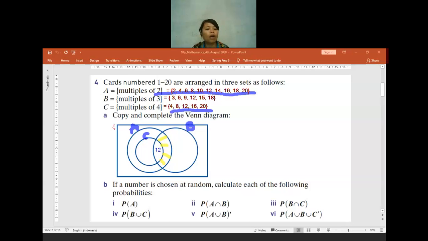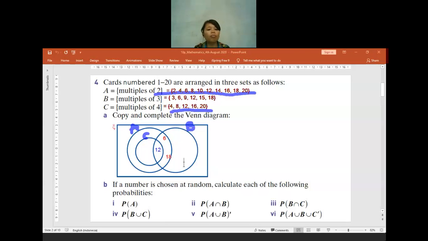No, we only have to write for the intersection between A and B. We will write it as 4. Okay, so what number will it be? 4. After 4, what number? For A and B, is it 4? No, 6. After 6, what number? 18. Yeah, 6 and 18.